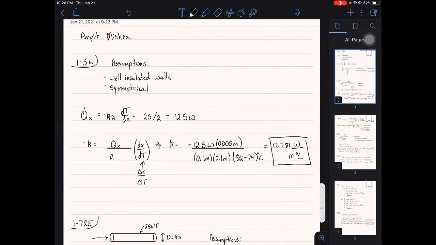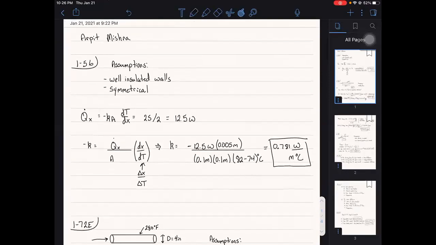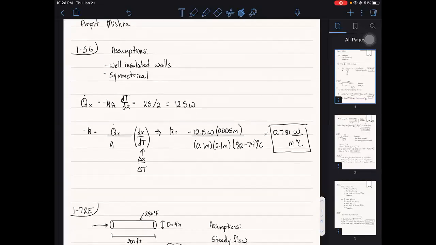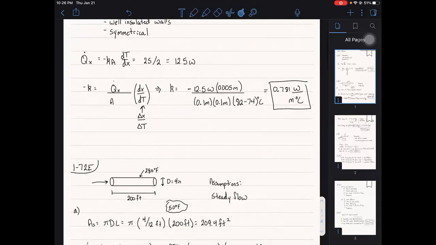being 12.5 watts. And then from that, we also know that Q dot equals the following equation of negative kA dT/dx, and then that can be rearranged, and then you can solve for the thermal conductivity, and then just plug stuff in and you get an answer there.